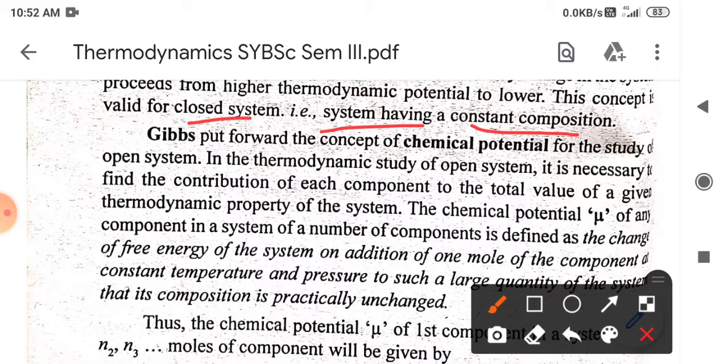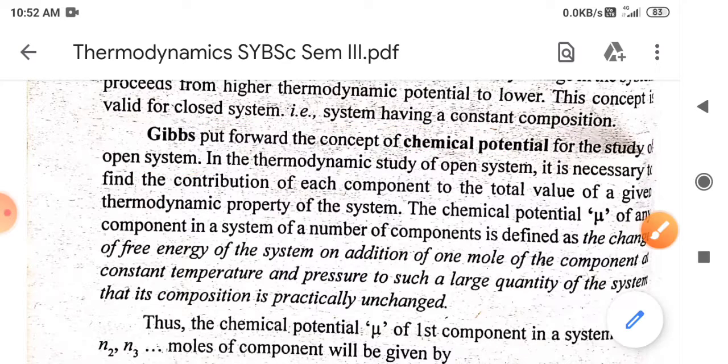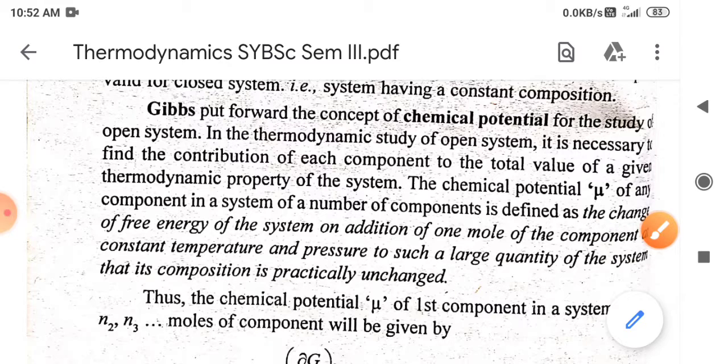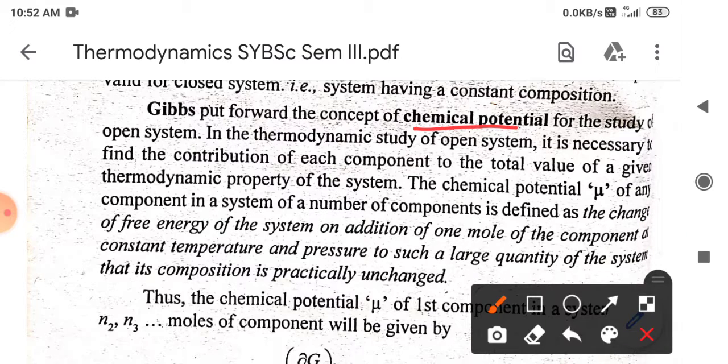But Gibbs applied this concept of chemical potential, which is an intensive property, independent of the number of moles, for the study of open systems. This chemical potential mu can be applied for the open system because it is an intensive property, so obviously it is independent of the number of moles. In the thermodynamic study of the open system, it is quite necessary to find the contribution of each component to the total value of a given thermodynamic property of the system.